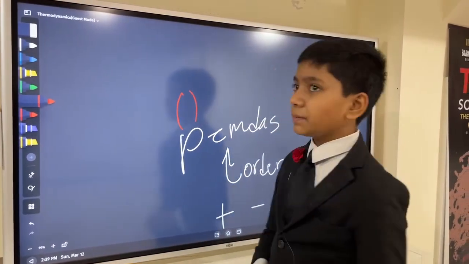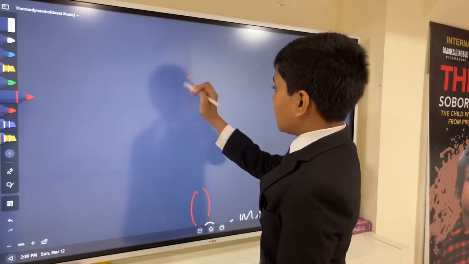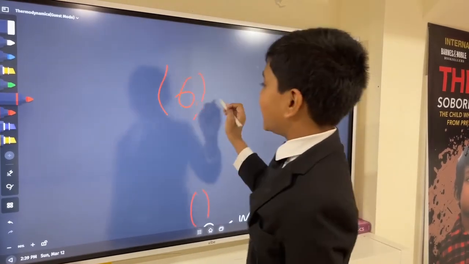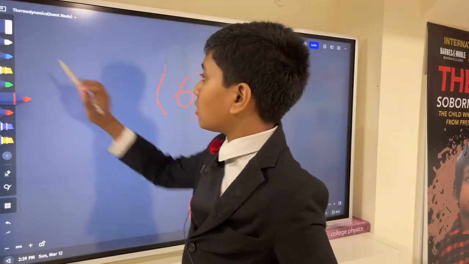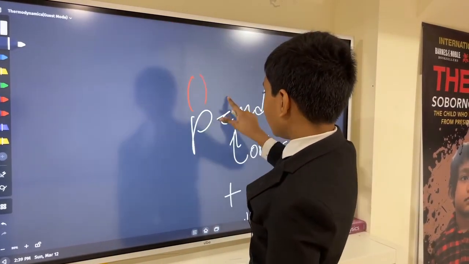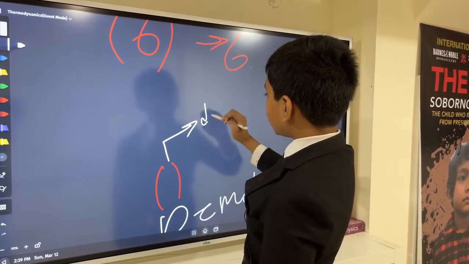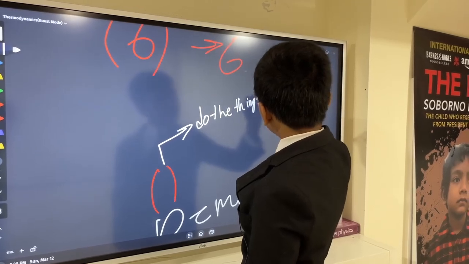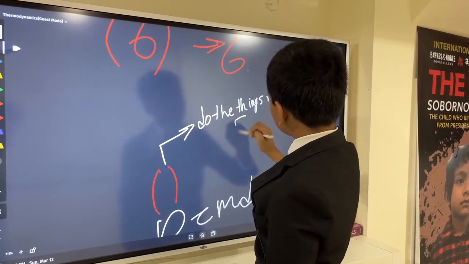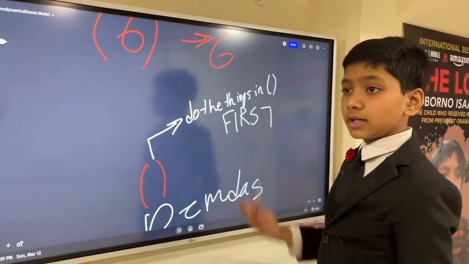So, what does the P stand for? Parentheses. Now, I know, parentheses aren't exactly an operation. Putting parentheses around the 6 isn't going to change the 6. But it's basically saying do the things in the parentheses first. That's basically what it's trying to say.